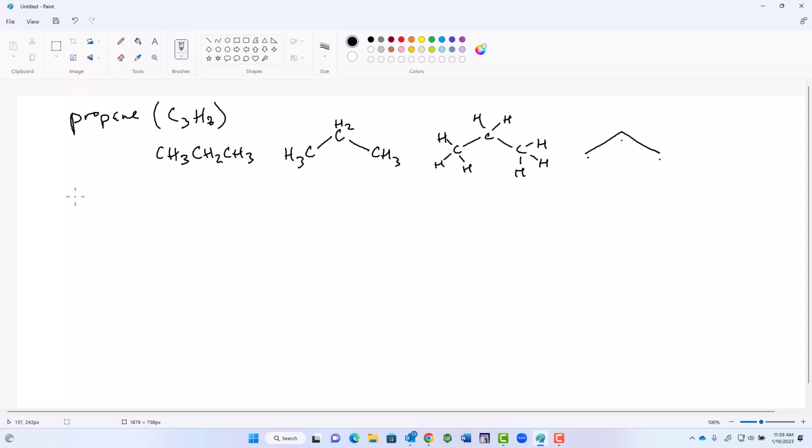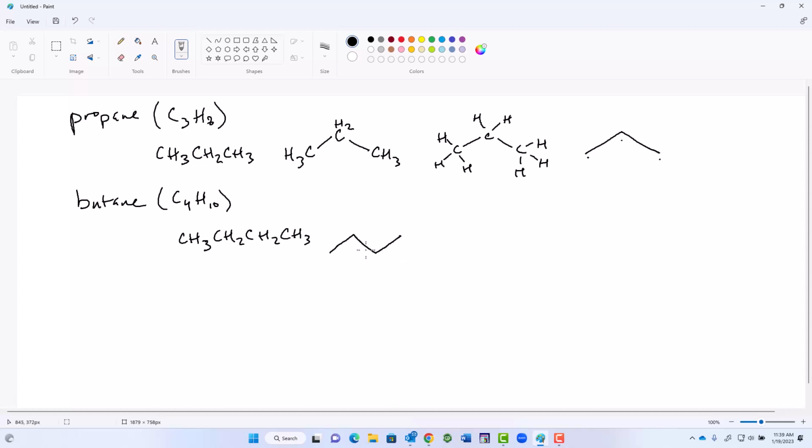However, let's look at one more carbon chain length, which is butane. So the formula for butane is C4H10. I can write this as CH3, CH2, CH2, CH3. And I'm going to skip these middle two structures. I'm going to draw the line structure or the skeletal structure. So I have a CH3 connected to a CH2, connected to a CH2, connected to a CH3.